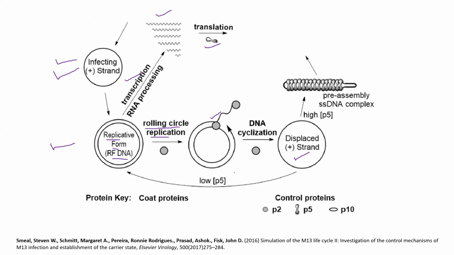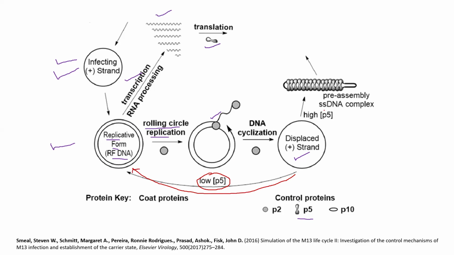This depends on the concentration of a protein called P5 protein. So, how is this P5 protein significant? If the concentration of P5 is low, because enough transcription and translation has not happened yet, then under low P5 concentration, this displaced strand will go for the synthesis of double-stranded DNA, which is replicative form 1. And once this replicative form is made, it will again go for transcription and generation of mRNA, which will be processed, and more protein synthesis.